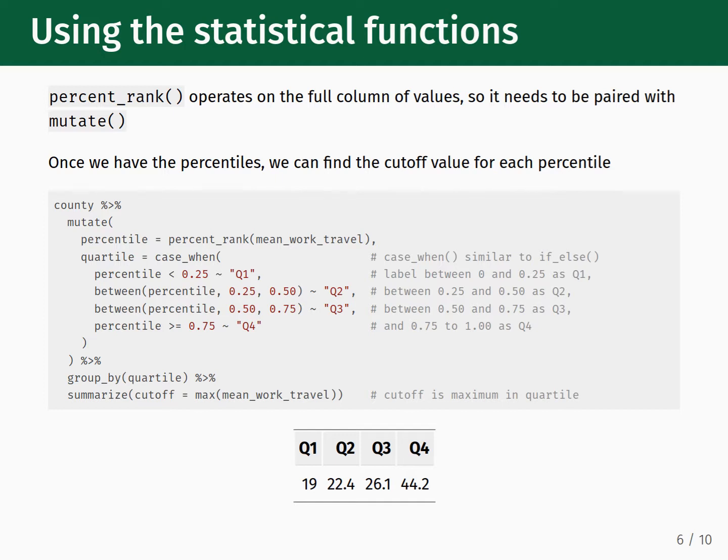Then, it checks for values between 0.25 and 0.5. These values will be labeled Q2 for second quartile. Then, it checks for values between 0.5 and 0.75. These values will be labeled Q3 for third quartile. Finally, it checks for values greater than or equal to 0.75, which will be labeled Q4 for fourth quartile. This completes the use of mutate.